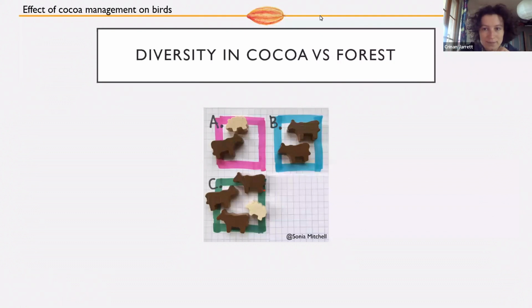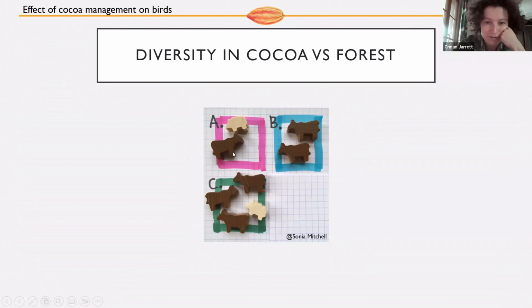Okay, so I'm just going to briefly introduce. My first question with the study was, I had these forest sites, I had the cocoa sites, and I wanted to work out whether there were differences in the diversity of birds between cocoa and forest. And I'm going to briefly introduce how I did this.